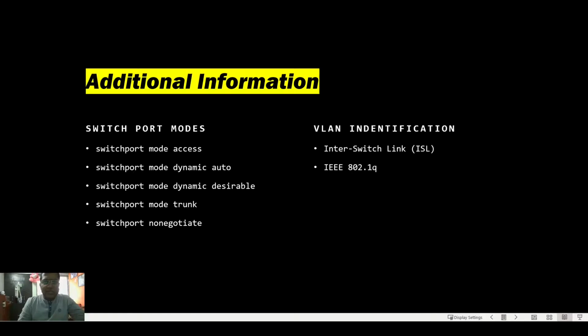The second one is switchport mode dynamic auto. This mode makes the interface able to convert the link into a trunk link. Third is switchport mode dynamic desirable. This one makes the interface actively attempt to convert the link into a trunk link. The fourth is switchport mode trunk. This puts the interface into permanent trunking mode and negotiates to convert the neighboring link into a trunk link.